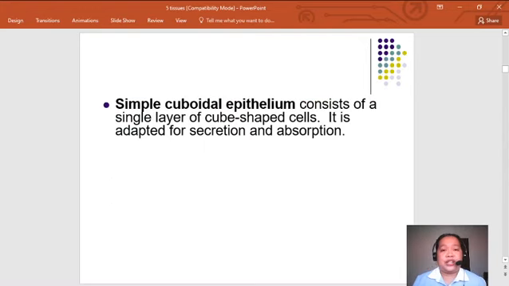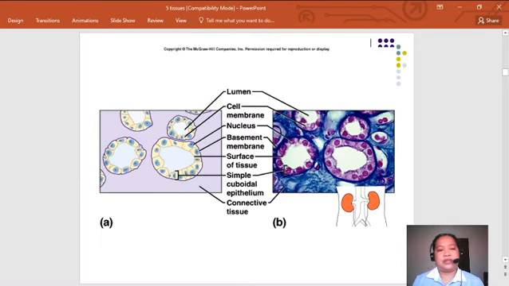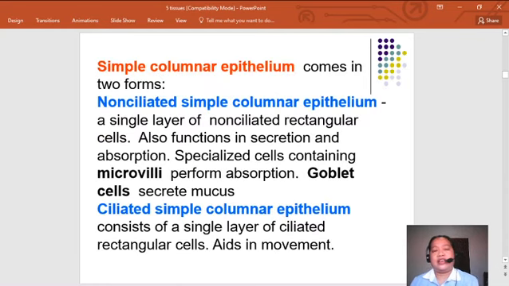Next, we have the simple cuboidal epithelium, which consists of a single layer of cube-shaped cells. It is adapted for secretion and absorption. So we have here these cube-like cells. Now the nuclei are centrally located, and one good example of an organ is the kidneys. The glands are also good examples of simple cuboidal epithelial tissue.